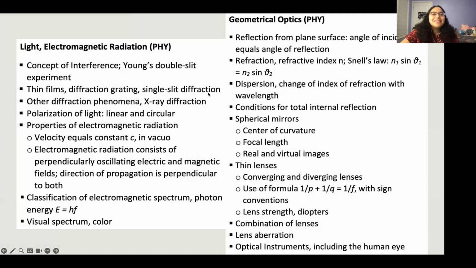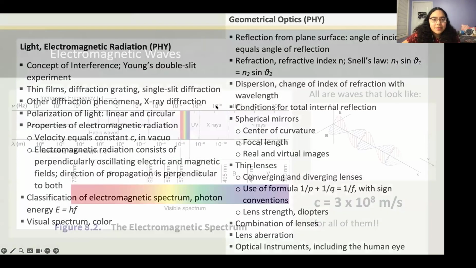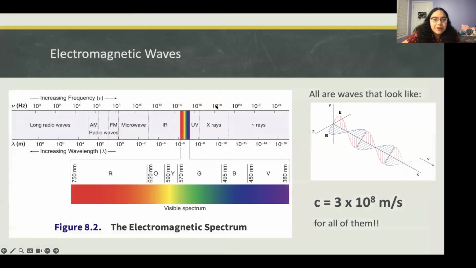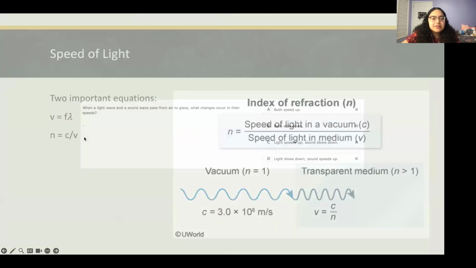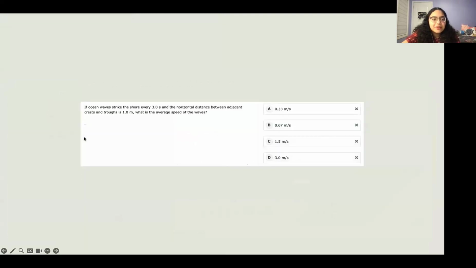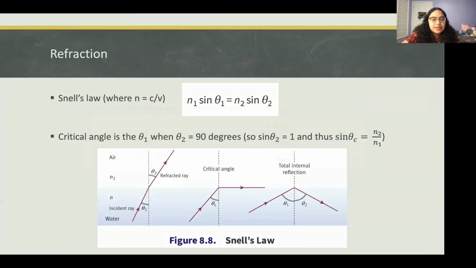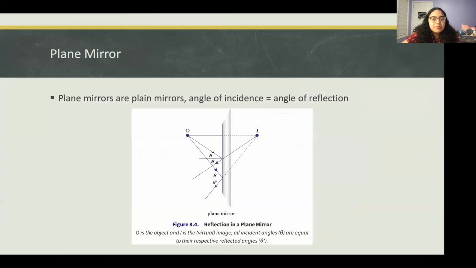So for light and optics, these are the different things they want you to know. Getting into it, there's electromagnetic waves, visible light, the speed of light. Oh yeah, I had some questions in the middle there, but we want to get to lenses, diffraction, refraction. Well, I guess we can start with plane mirrors, which are the simplest because angle of incidence is equal to angle of reflection. So it's just equal angles there.